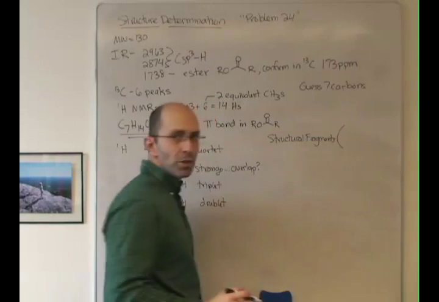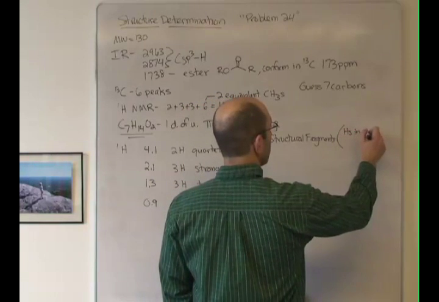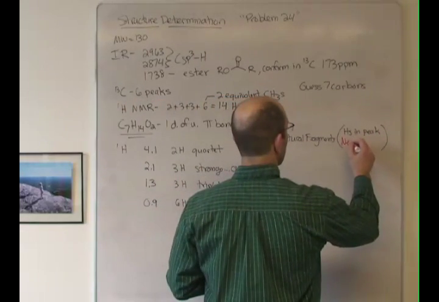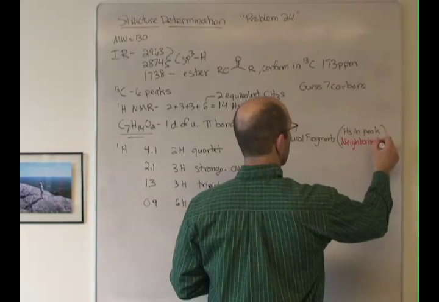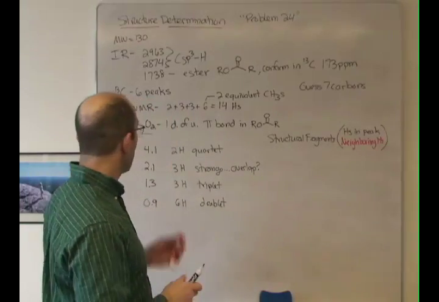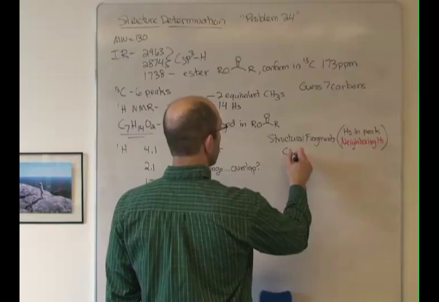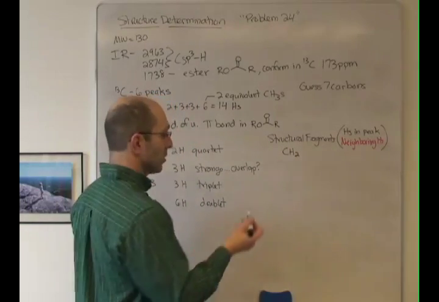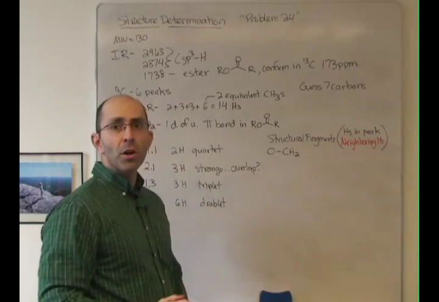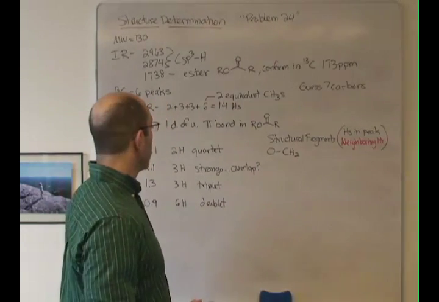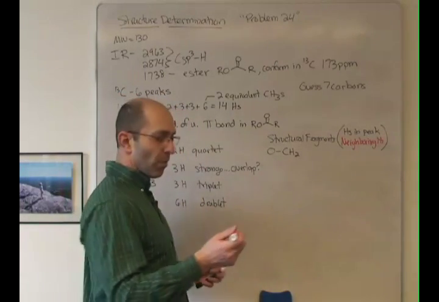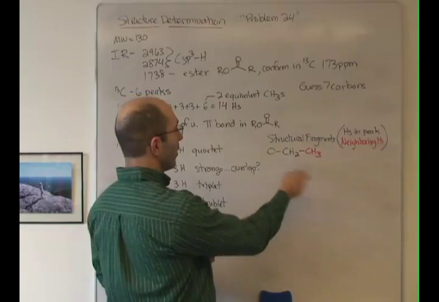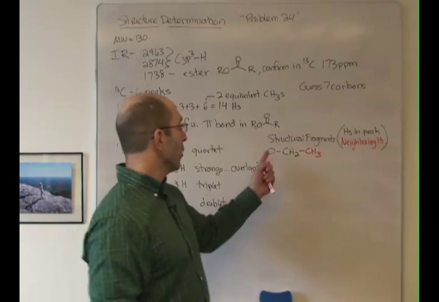All right, and again, we're going to use our strategy of black being H's in the peak, and red being neighboring H's. All right, so 4.1, 2H quartet. 2H again is going to be a CH2. If it's at 4.1, that clearly shows that it's deshielded, so it must be attached to an oxygen. So there's the side of the ester where the oxygen is attached to a carbon group. And the fact that it's a quartet tells us that it has 3 neighboring protons, so that tells us that it's a CH3. Okay? So right there, we're done with half of the ester, because that's the O, CH2, CH3.